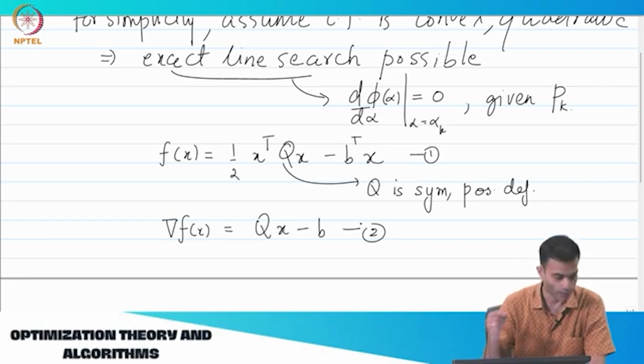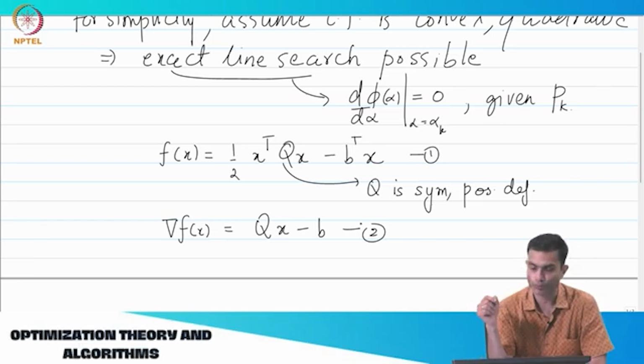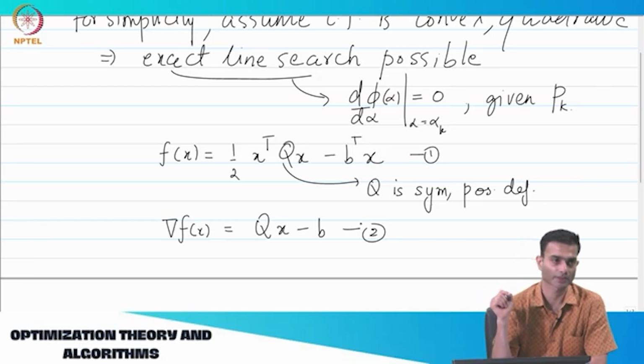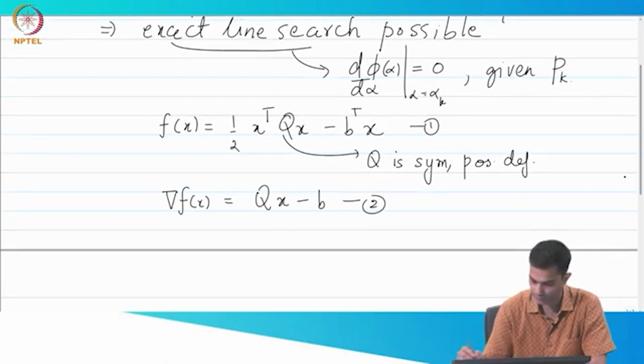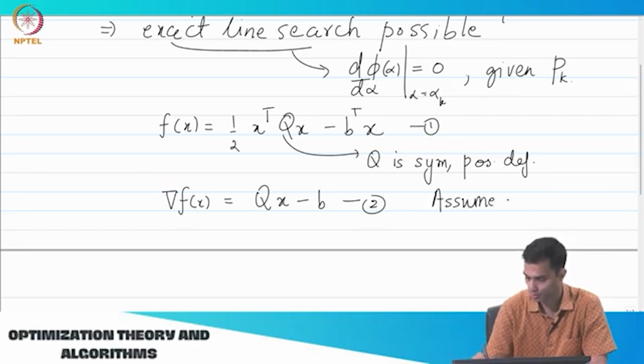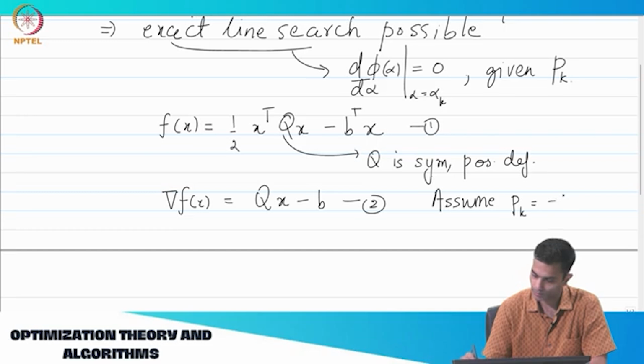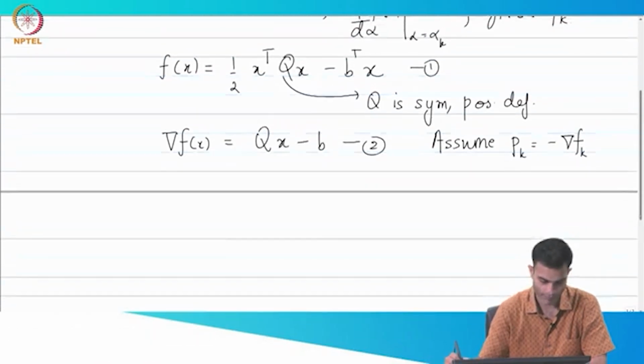For this proof, I'm going to assume that we are doing steepest descent. Not any general descent direction, we'll assume steepest descent. So let's note that. Assume pk equal to minus grad f. Okay. This is it.